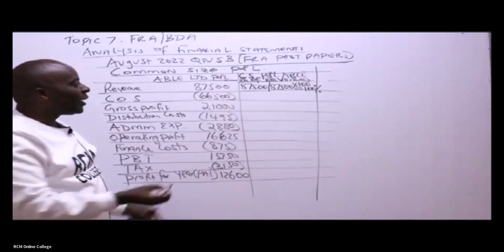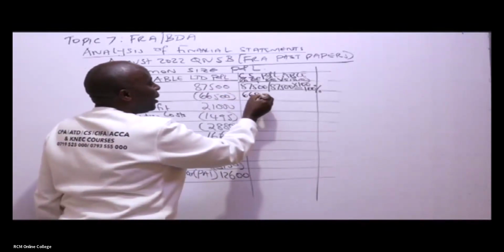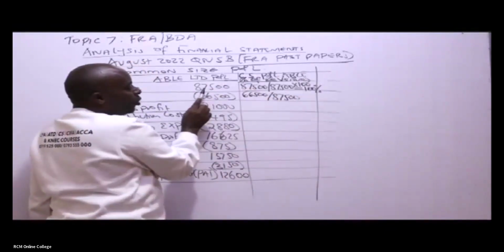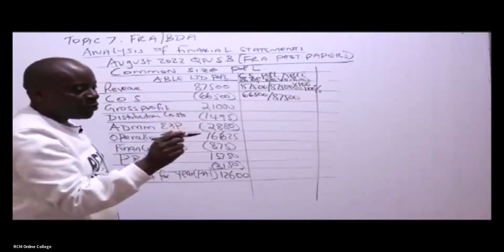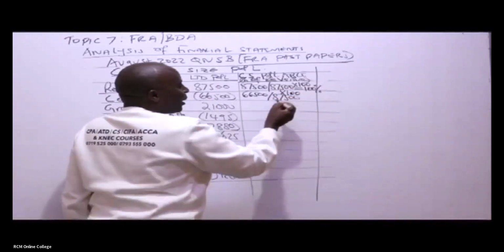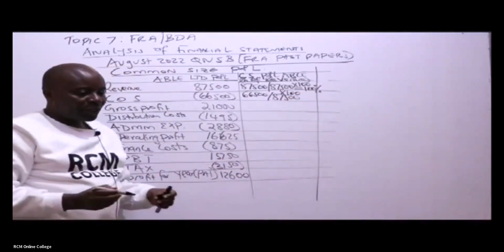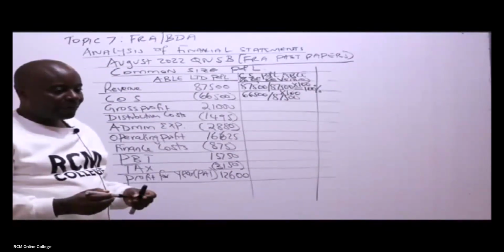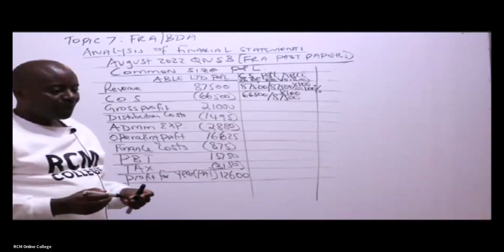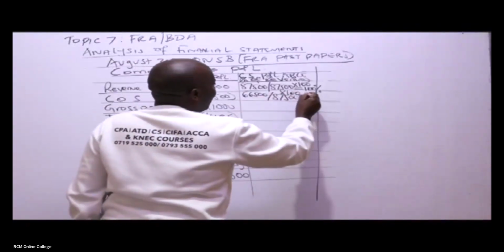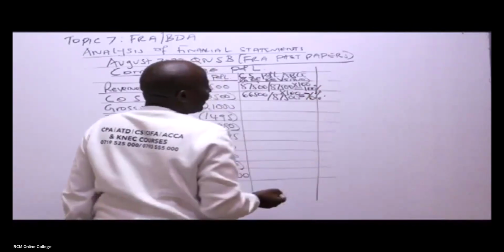So when I go to the second one, I will take 66,500 over 87,500 because it's a percentage of revenue. All the items as a percentage of revenue times 100. Please give me your answer in 2 decimal places. Irene is giving me 76%. Is that okay, my good students? Yes, 76%.